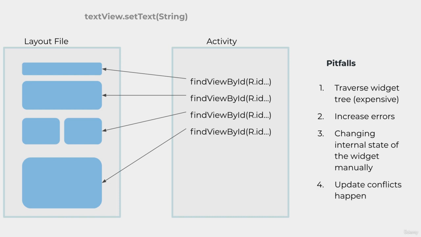And the fourth pitfall is that you may also end up with update conflicts. Update conflicts may happen for the same reason I said. You may try to update something that was already updated, and now this state is all messed up because there isn't really one source of truth when it comes to state. All of these are some of the pitfalls we get from the imperative approach of Android development.